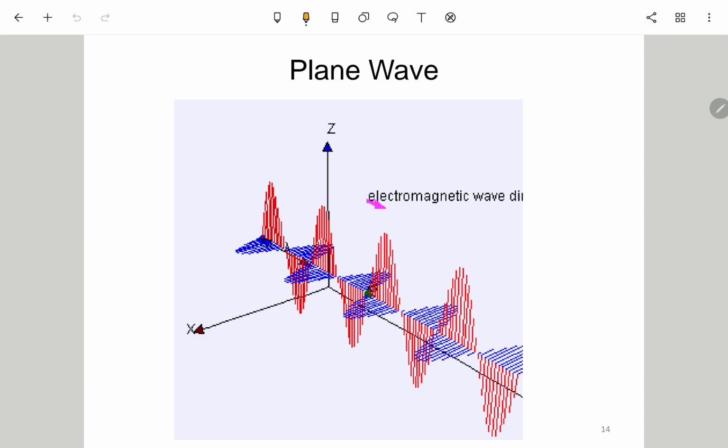Okay, so originally this is an animation, but the JavaScript does not support it anymore, so we cannot see this one.